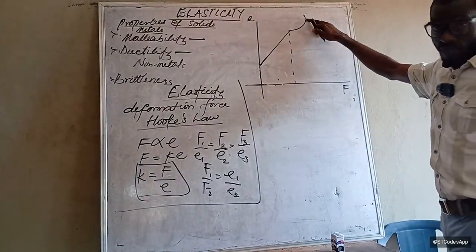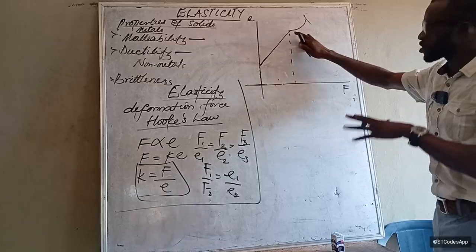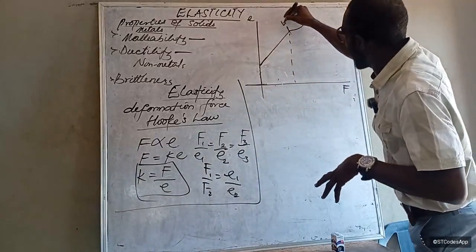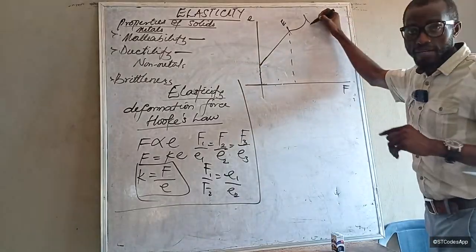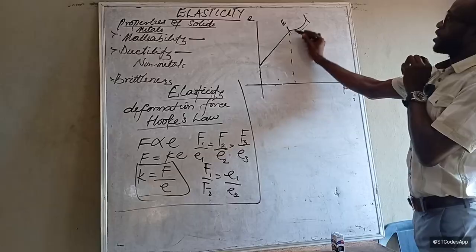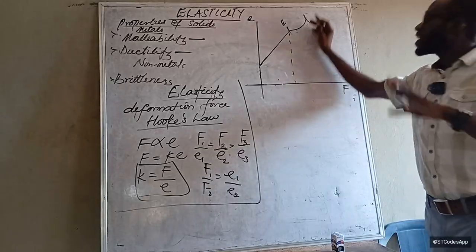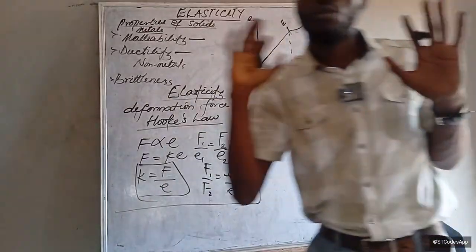Alright. Now, but again, there is another point beyond which if you now stretch, see, at this point here, the extension is not regular. This point here is called what? Elastic limit. But there's a point here beyond which, see, at this point, if you stretch and release, it will still come back to its original position.